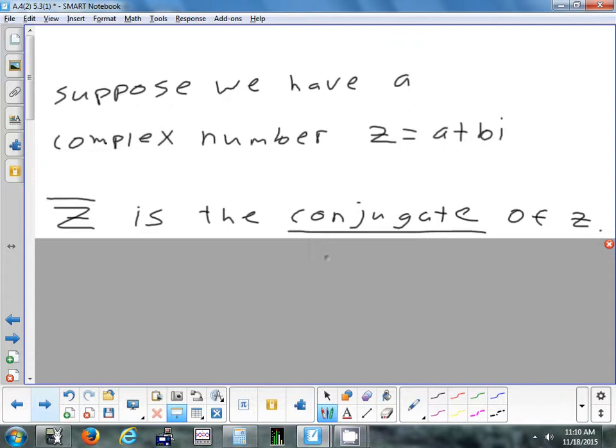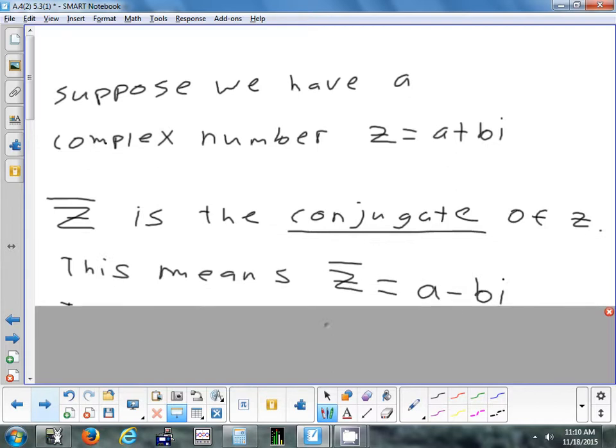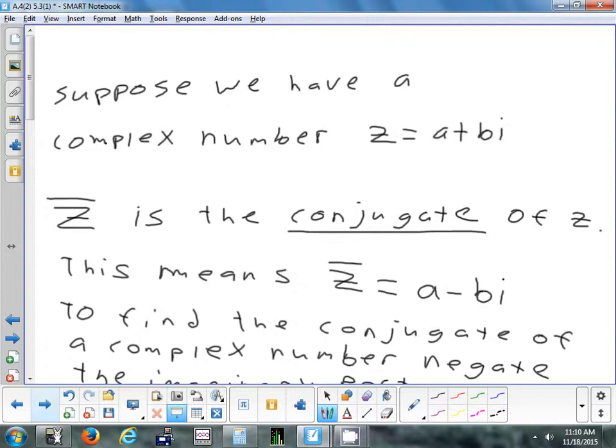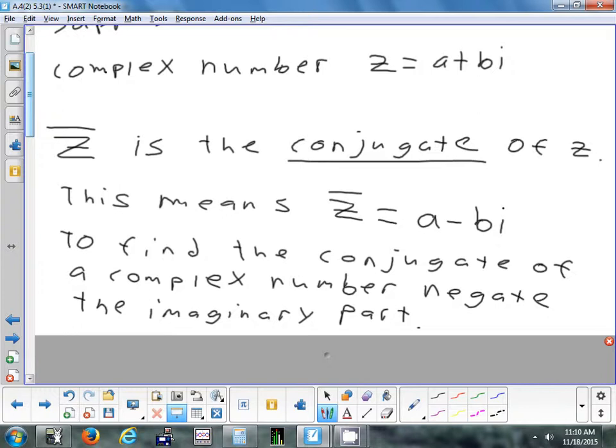Okay, this symbol, Z with a bar on top, is called the conjugate of Z. And all the conjugate means is take your number and change the sign of the imaginary part. So my original number was A plus BI. The conjugate is A minus BI. To find the conjugate, negate, meaning change the sign of, the imaginary part. Don't do anything to the real part. Just leave that the same.